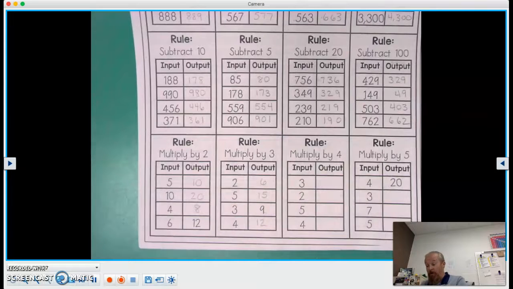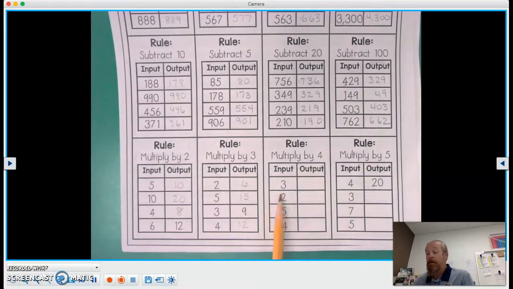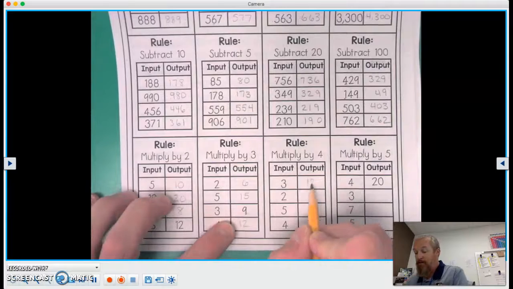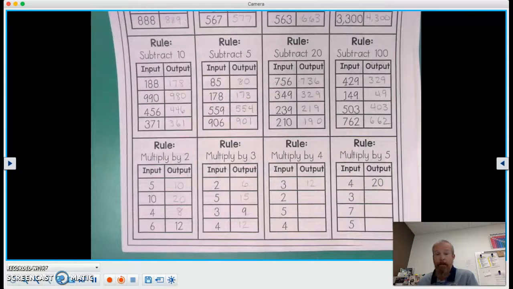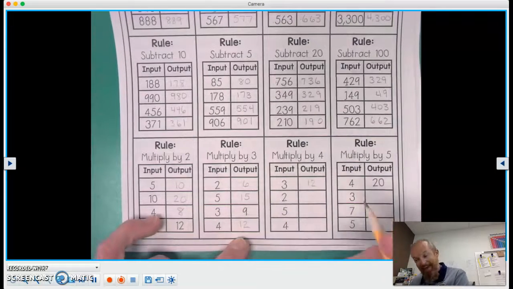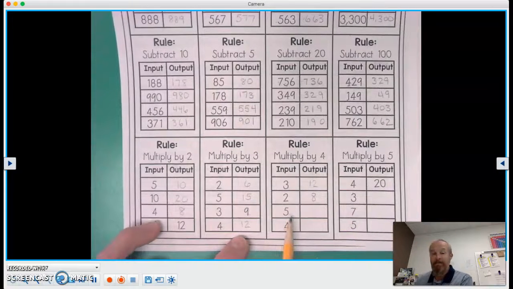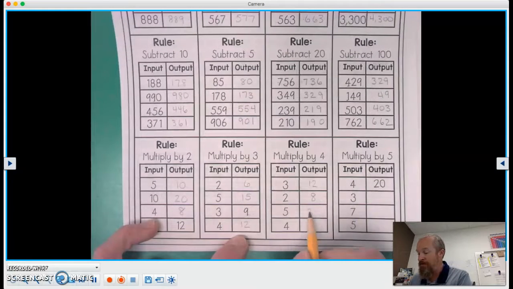Multiply by 4s. Okay, that's the double-double. So we can think of 3 times 4 as 3 plus 3 is 6. 6 plus 6 is 12. So we double it twice, right? So let's try 2. 2 plus 2 is 4. And 4 plus 4 is 8. 5 plus 5 is 10. 10 plus 10 is 20. 4 plus 4 is 8. 8 plus 8 is 16.